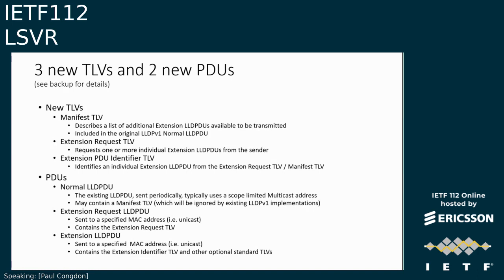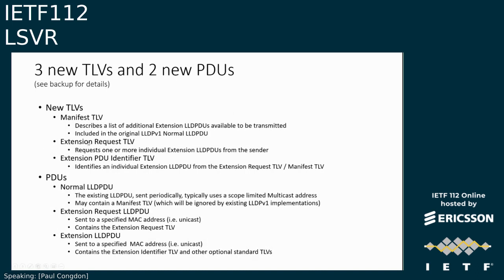So, and there's details in the backup I won't go into, but there's a manifest TLV, which is this new one that describes all of the other extension PDUs that are available. So you send out this manifest saying, I have 10 more LLDP frames, and here's what they look like. Here's their numbering system, whatever.